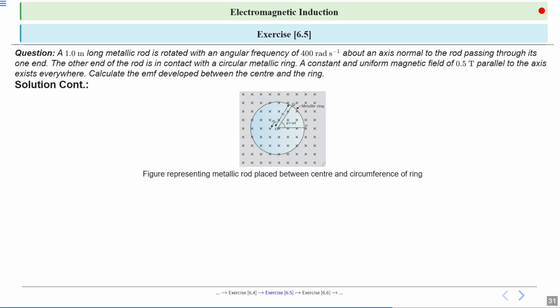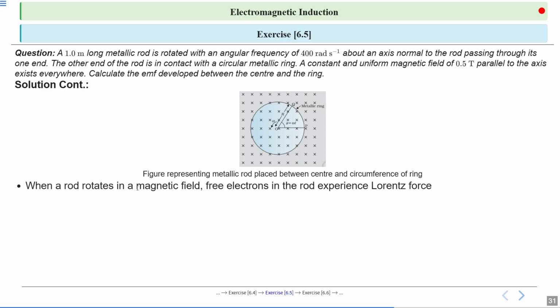So this is the diagrammatic representation. This diagram is from the example we have discussed, and this problem is similar to that. There is a rod, it is rotating, and this is a metallic ring. One end of the rod is at the center of the ring and one end is at the circumference. So the figure represents a metallic rod placed between the center and circumference of the ring.